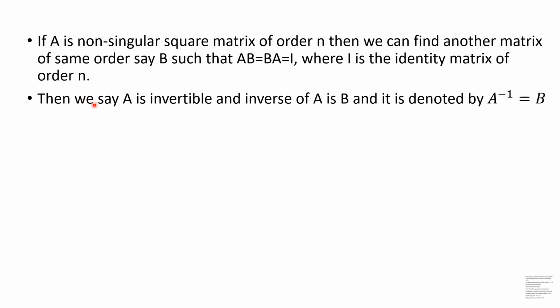Then we say A is invertible. If any two matrices, A and B, satisfy this condition, AB is equal to BA is equal to the identity matrix, then we say that A is the inverse of B, or B is the inverse of A. We say A is invertible and the inverse of A is B. Symbolically, we write it as A inverse is equal to B.